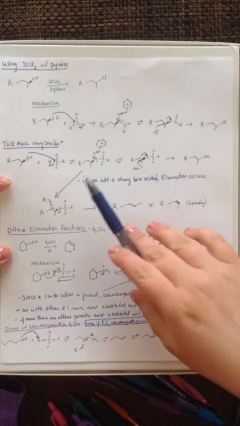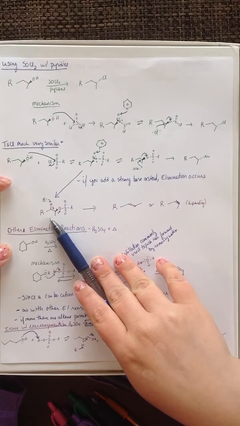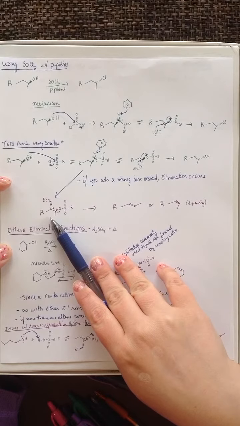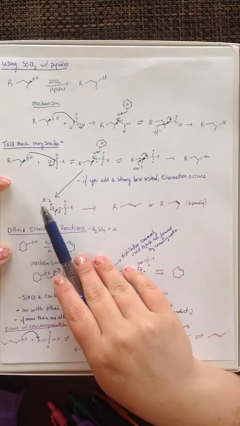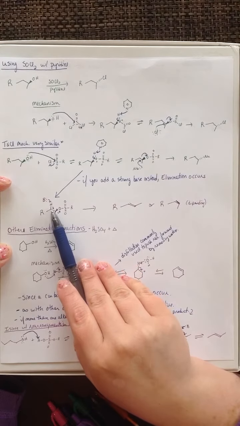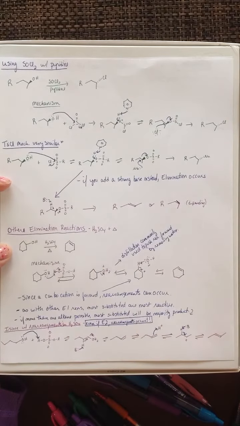If, however, you were to add a stronger base, you could actually end up with an elimination product. And that could go via E2, hopefully, where the base would come in and abstract a hydrogen that's next door. Electrons go down and this leaves. So if you recall, it wasn't just SN1, SN2 that we dealt with last semester. It was SN1, SN2, E1, E2.